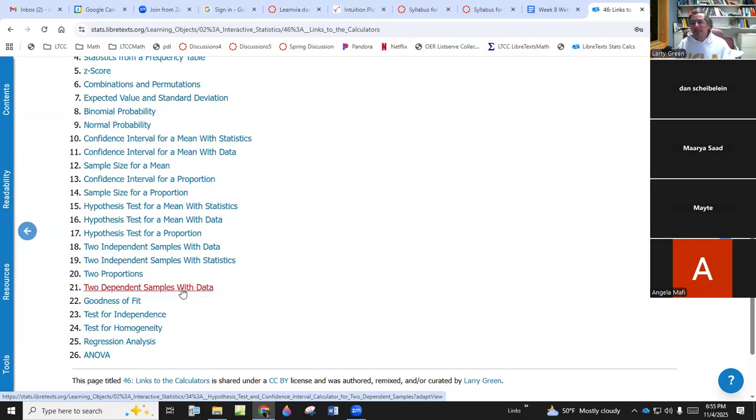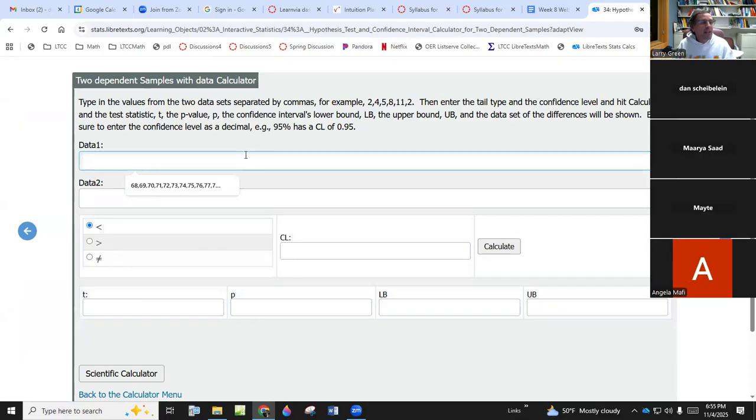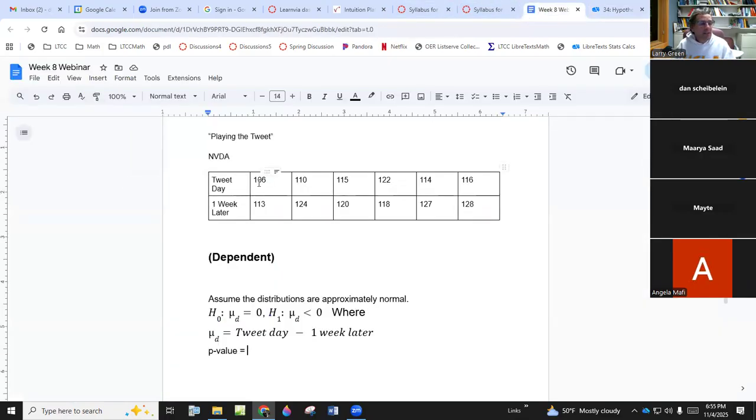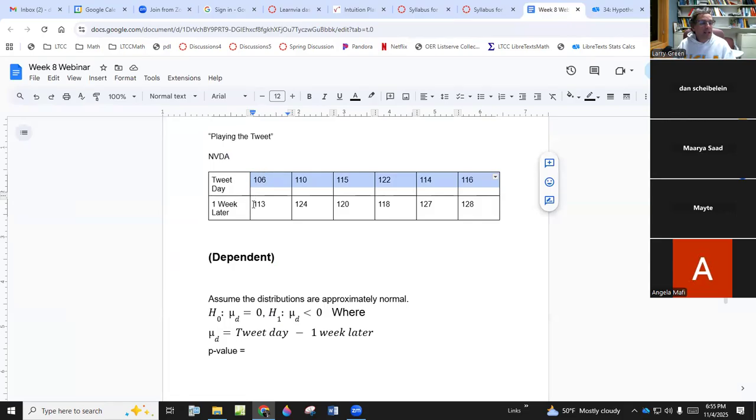Okay, and by the way, statistics is never really enough. You need the data. So that's why I didn't even make a calculator with statistics, because it doesn't happen. So now we've got to put in the data 1 and the data 2. So let's do that. That's going to take a little typing. Copy tweet day. Paste it in and put commas. And then I'm going to put in the 1 week later.